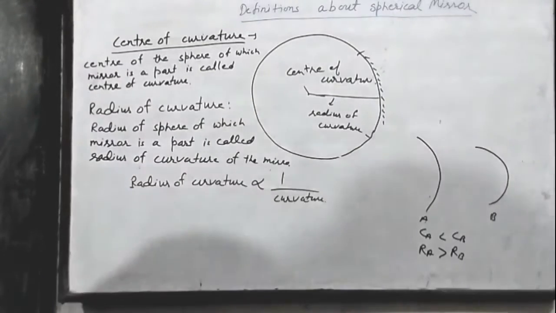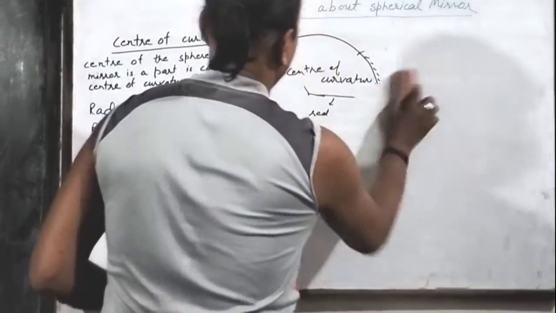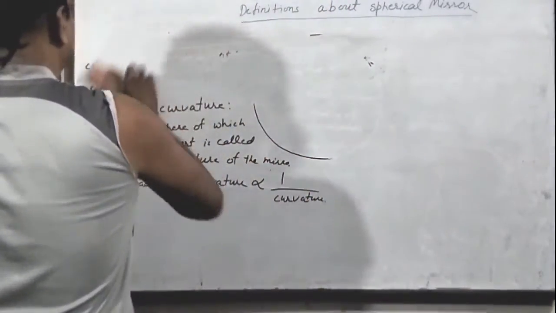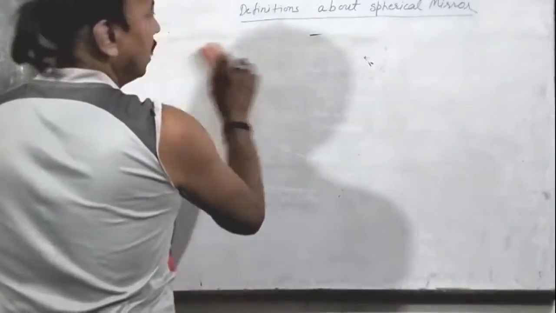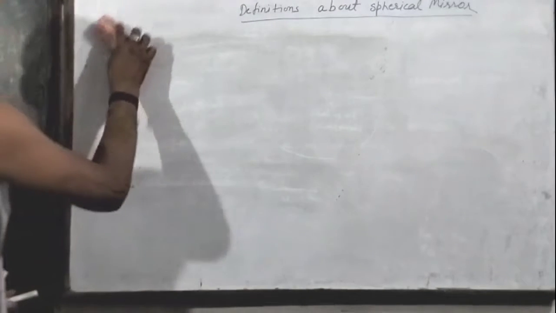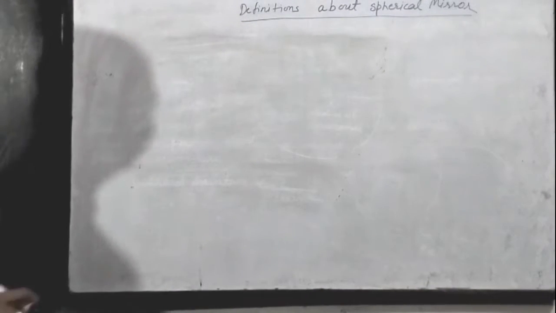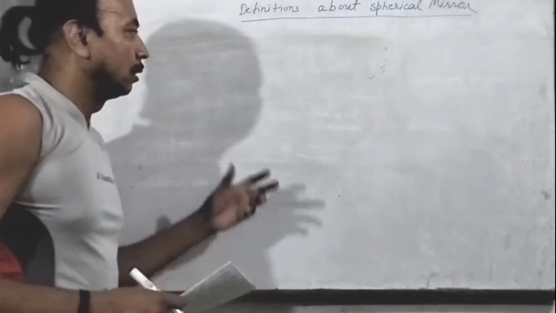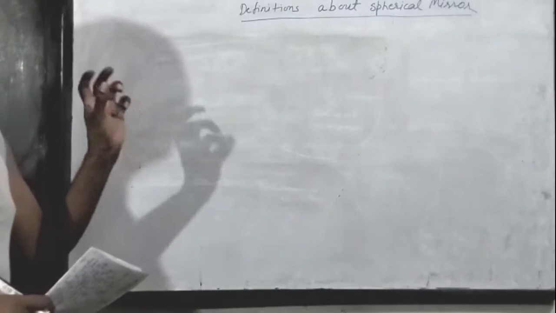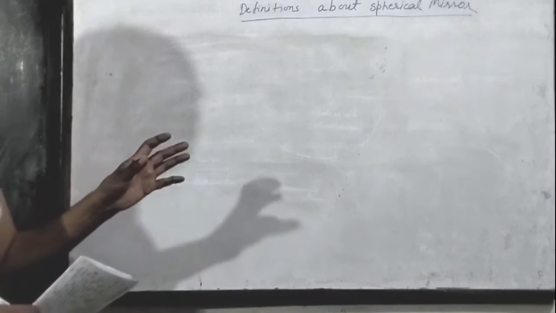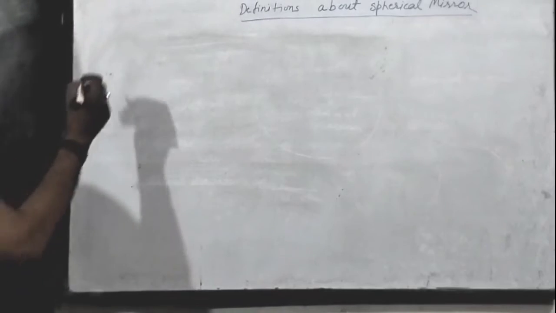नाउ नेक्स्ट डेफिनेशन, that is focus of mirror. There is a general definition for focus which can be applied to all optical instruments like mirrors, spherical mirrors, or lenses, convex lens, concave lens. The definition of focus is applicable to all. What is focus?